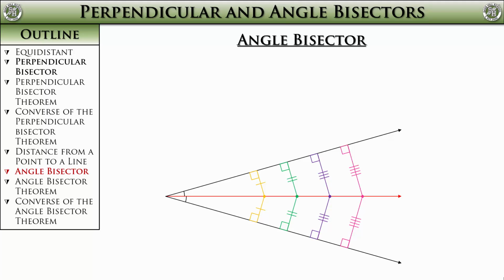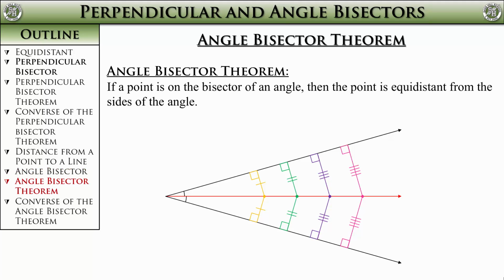This leads us to the theorem. The angle bisector theorem says that if a point is on the bisector of an angle, then the point is equidistant from the sides of the angle. That's exactly what I demonstrated.